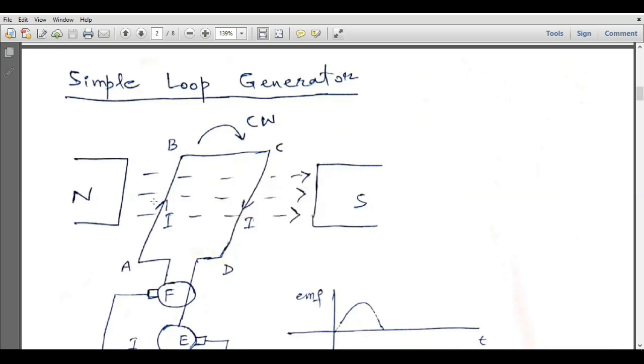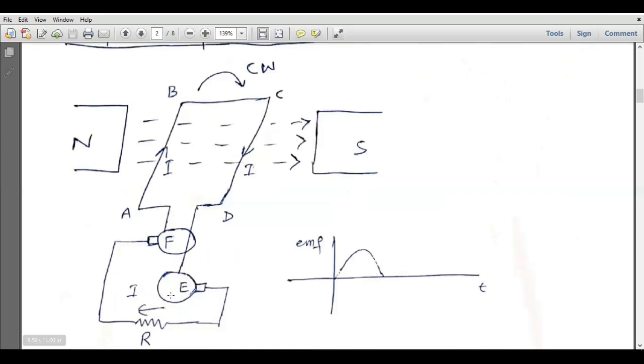So they will be contributing to the EMF, and the two sides BC and AD are parallel with the flow of the magnetic flux, so they will not contribute in Faraday's law, right? There is no cutting of the magnetic flux through these two sides, so there will be no EMF induced in these two sides of the coil.